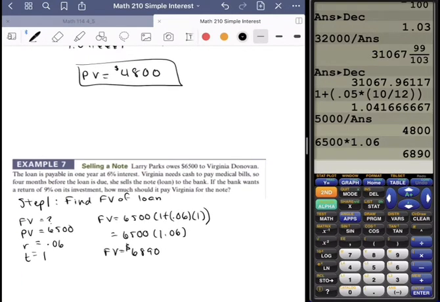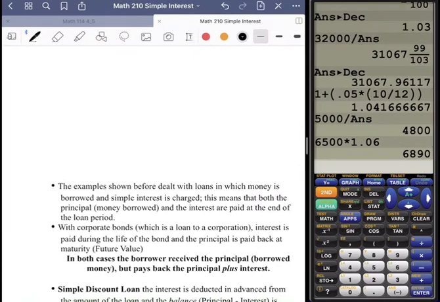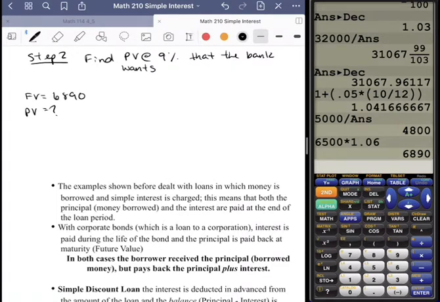Now, the second part, as I said, is 2 steps. Now I need to find the present value at 9% for the bank. So, step 2, find the present value at 9% that the bank wants. So I'm going to use future value, which we know is $6,890. Present value, that's what I'm looking for. My rate's going to be 0.09, and time's going to be 4 out of 12.